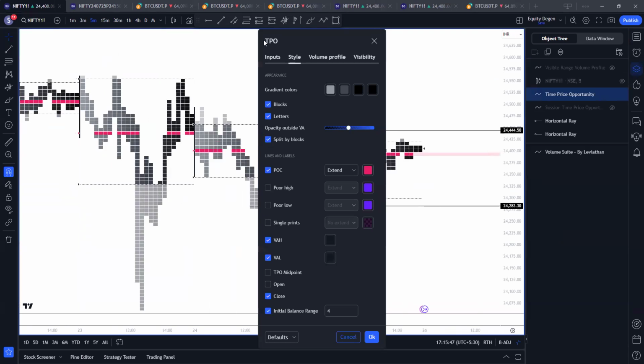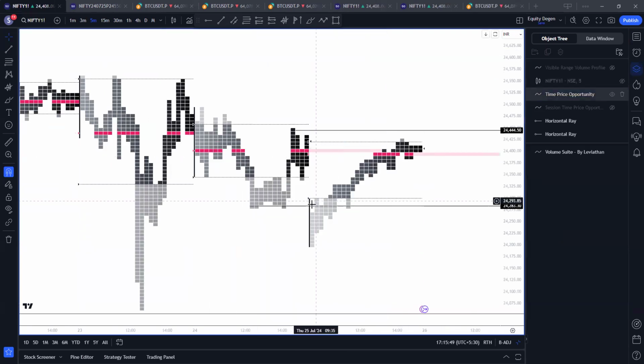If you split by block, it will give you a clearer view. Like first one, 15 minutes per block. So it should come around here, yeah, initial balance. That's it. So initial balance is the first 1 hour. Usually we know the first 1 hour is where most of the volume takes place, so marking it out helps a lot. It's a visual representation of everything at one glance.